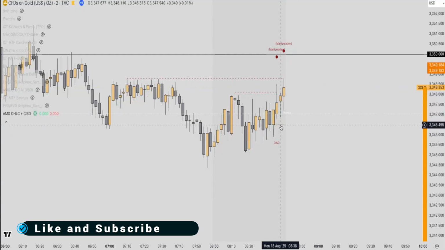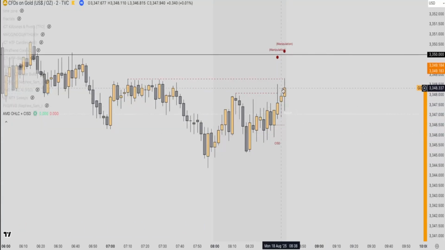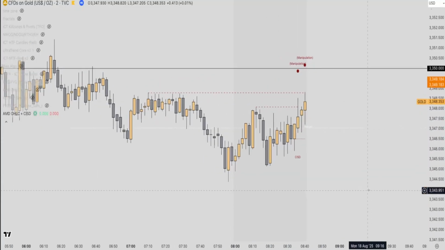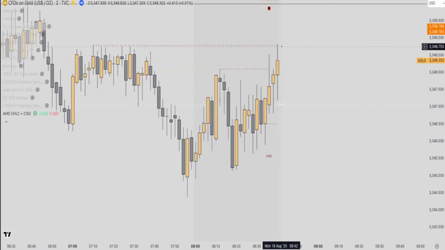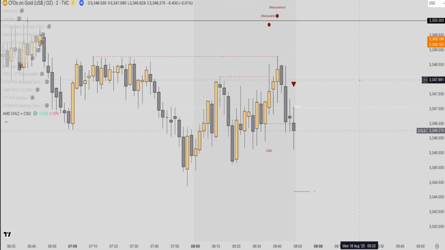What do I need to wait for right now at this point? I need to wait for displacement lower, right? That's what ICT tells us. Basically, we need to wait for that shift in the structure. So let's see if in fact it happens or not. Right here, look at this. We still don't have it. Nothing yet. Right there. Boom. Notice what's going on right there.